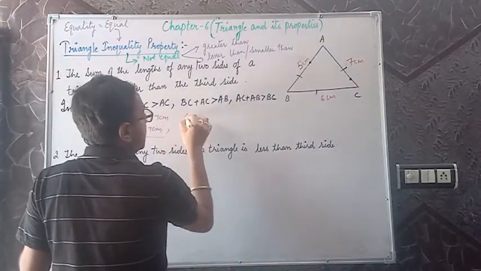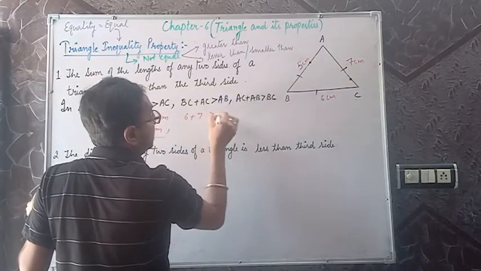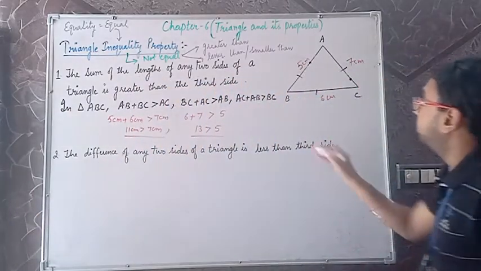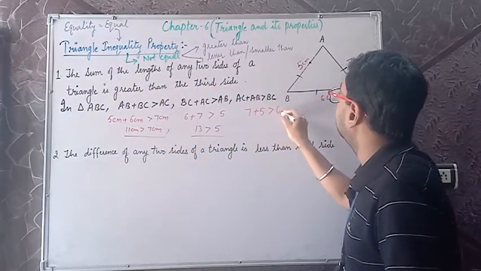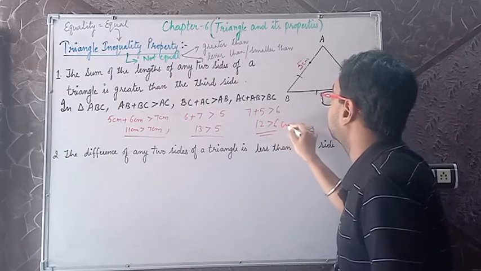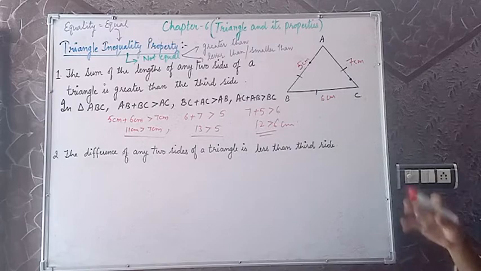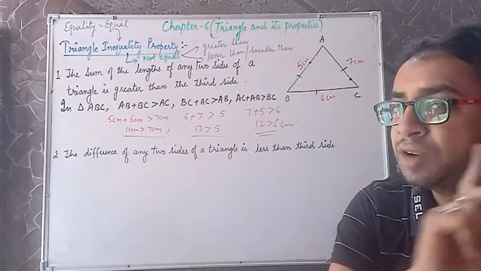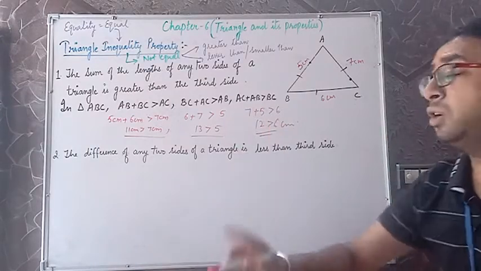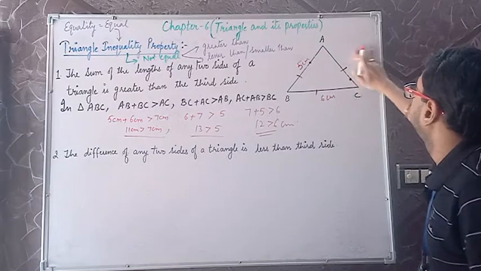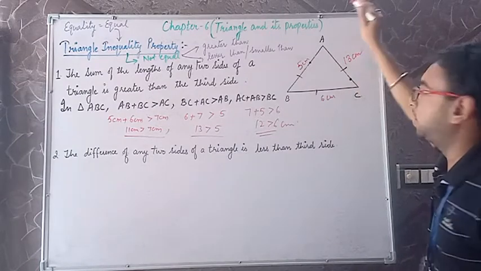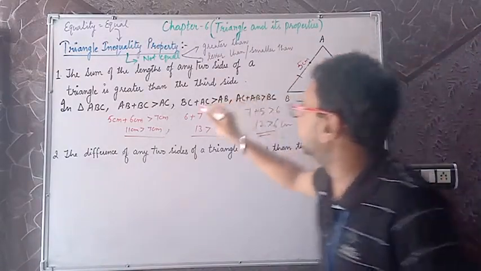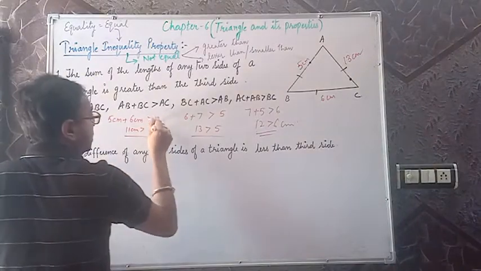Next, BC, 6 plus 7 is greater than 5. Yes, 13 is greater than 5. This is also true. Next, AC means 7 plus 5 is greater than 6. 12 is greater than 6. Again, this is true. But do you think what we are getting from it? It means if this property is not satisfied, the triangle will not be formed. The triangle will not be formed. Let me make it 13 centimeter. Now let's prove it. 5 plus 6, because now AC is 13. So do you think we are getting this situation?